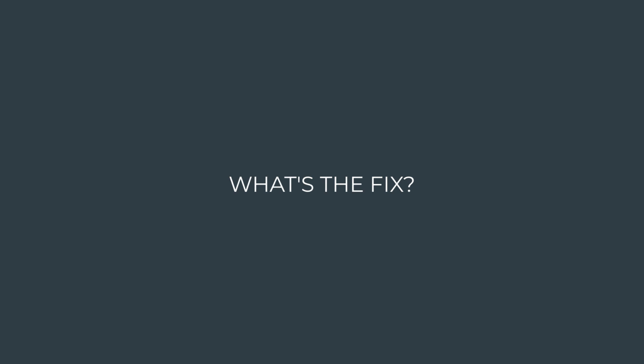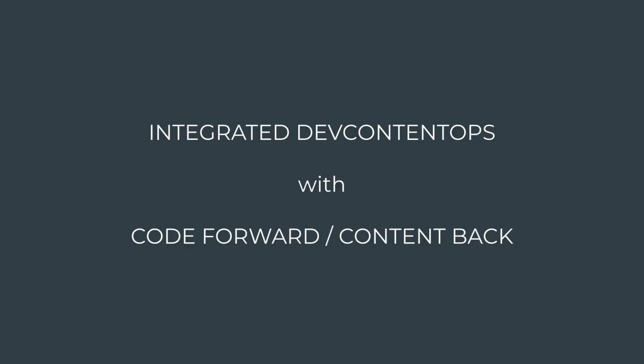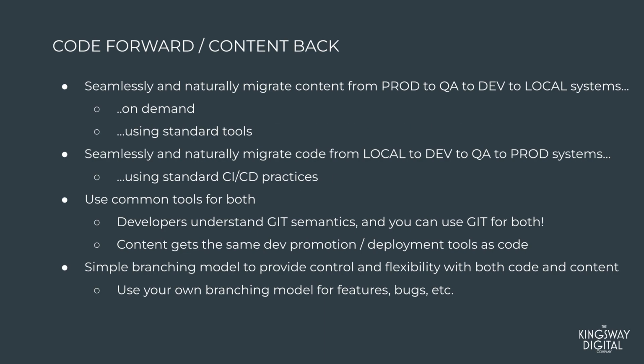Well, the answer is integrated DevContentOps with code forward and content back. So what is this? What does code forward and content back really look like? Now, I'll give a quick overview initially, and then I'm going to walk through this process in detail in a couple of minutes. DevContentOps allows you to seamlessly and naturally migrate content from your prod environment to your QA environment and to your dev environment, and then to local systems on demand and using standard tools.